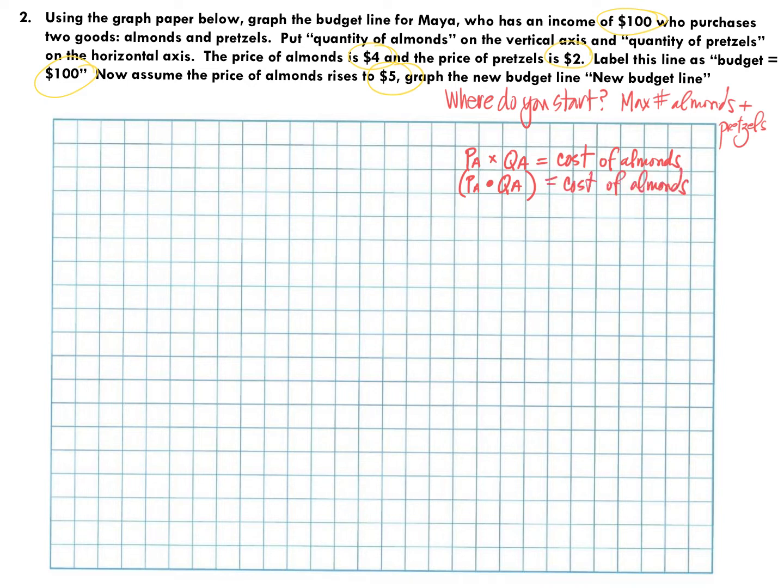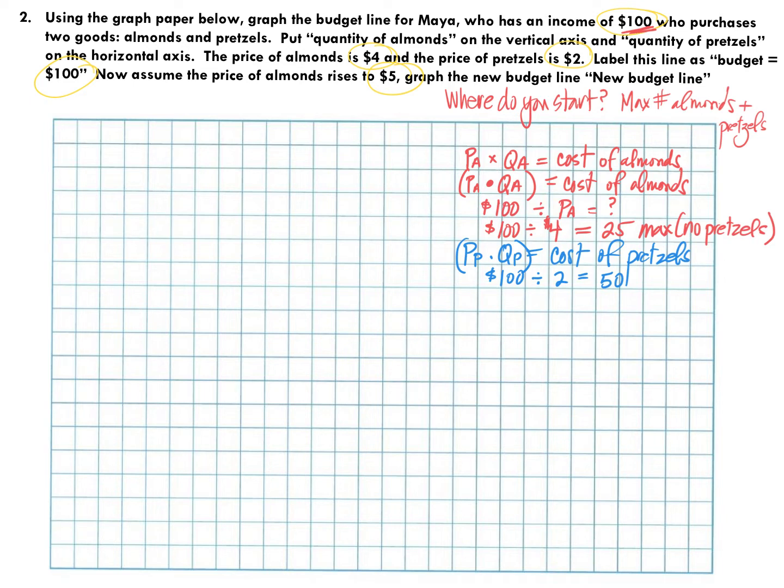And if we want to use up all of our income on almonds, we could consume at a maximum however far $100 goes when almonds are $4 a pop. So 100 divided by $4 per bag of almonds is going to buy you 25. That's our maximum amount of almonds. And if you do the same for pretzels, you get a maximum of 50, but that means no almonds. So let's graph those two extreme points.